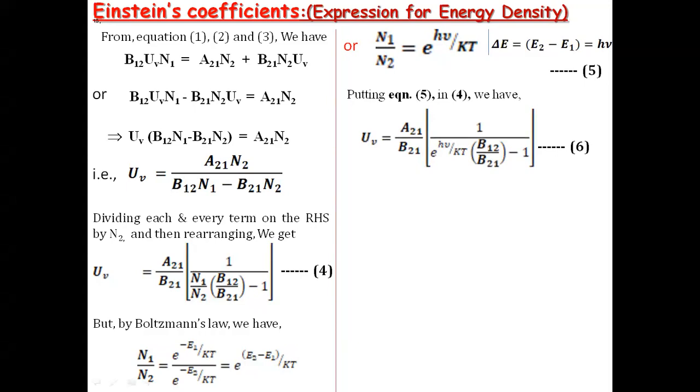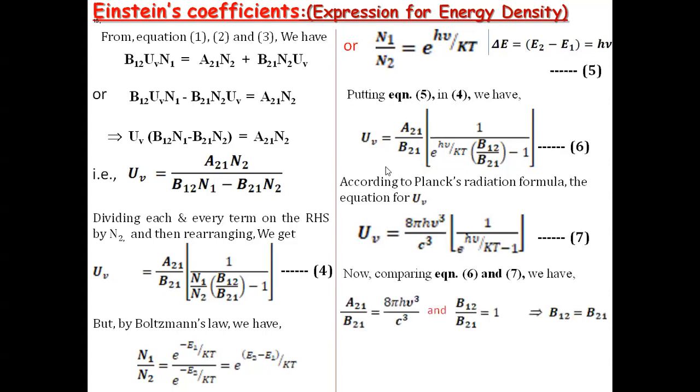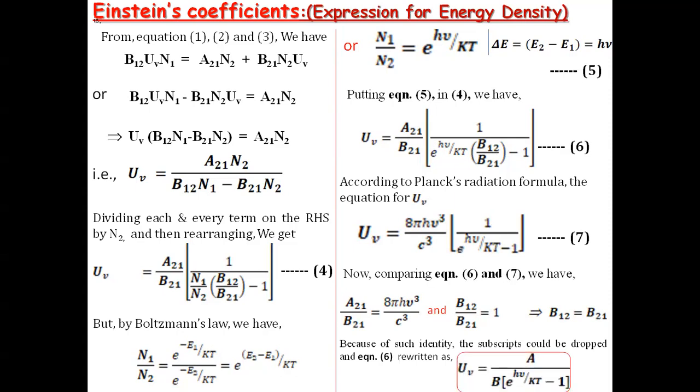Now this equation 6 is compared with Planck's radiation law. Planck's radiation law you have studied in module 2. If you make the comparison, you will find B12 is equal to B21. By comparison itself, you can see this. And finally, you will write the expression for energy density as U nu is equal to A divided by B into e power h nu by kT minus 1. Here A and B are the Einstein coefficients.